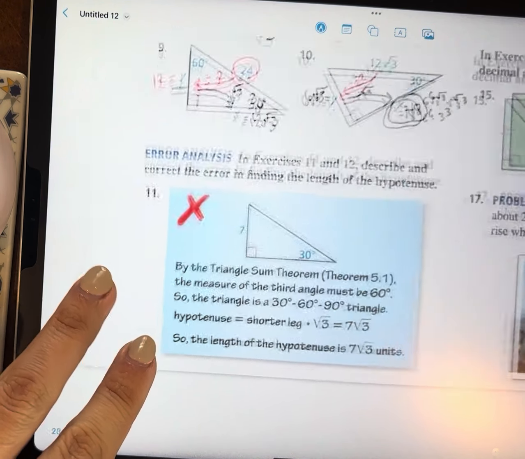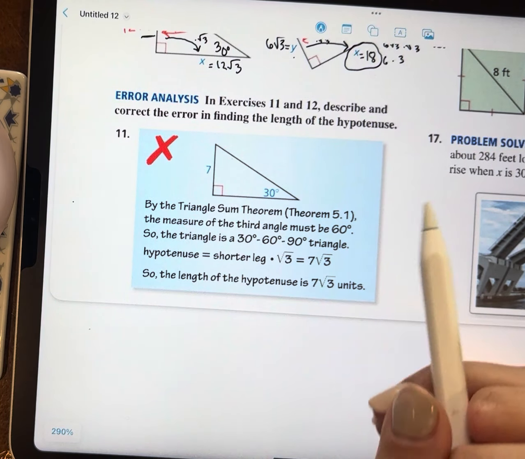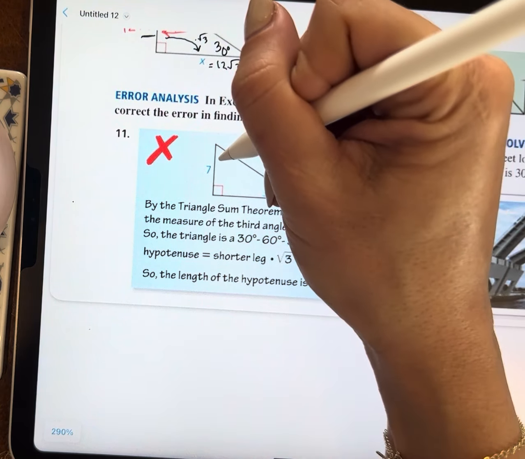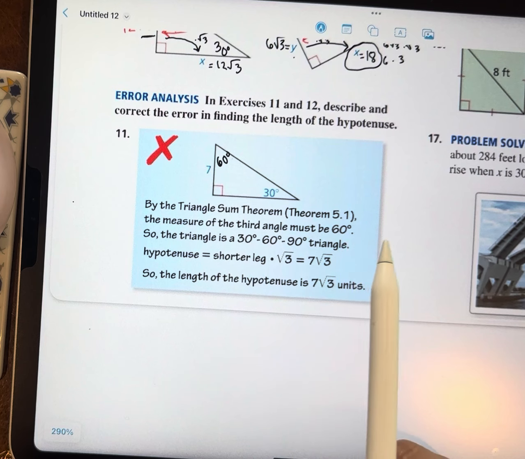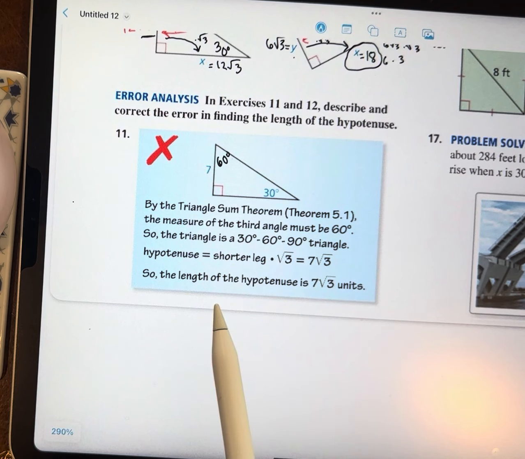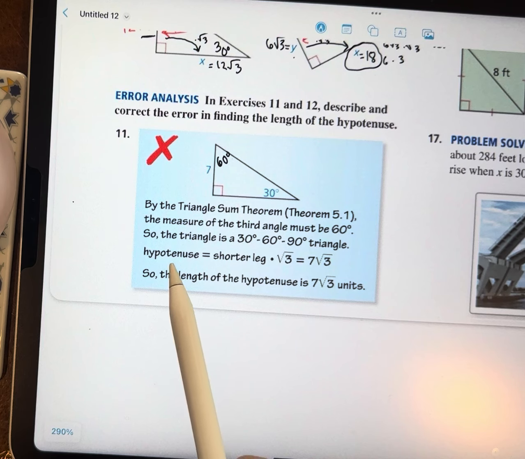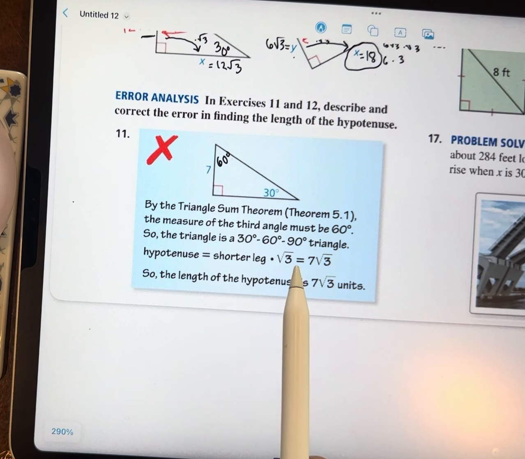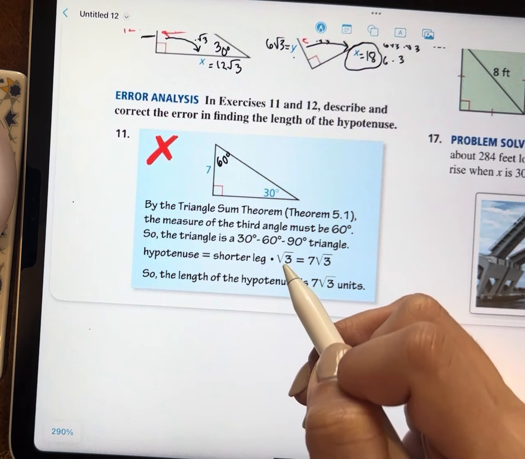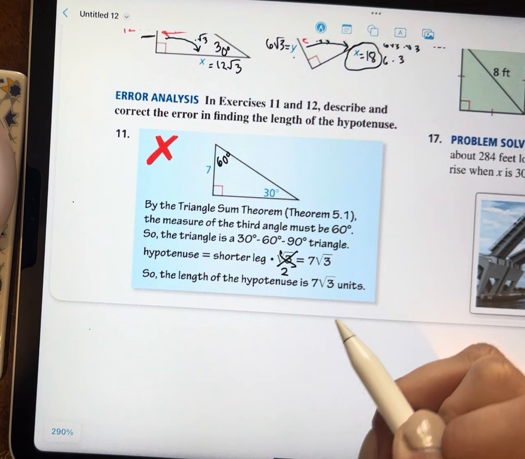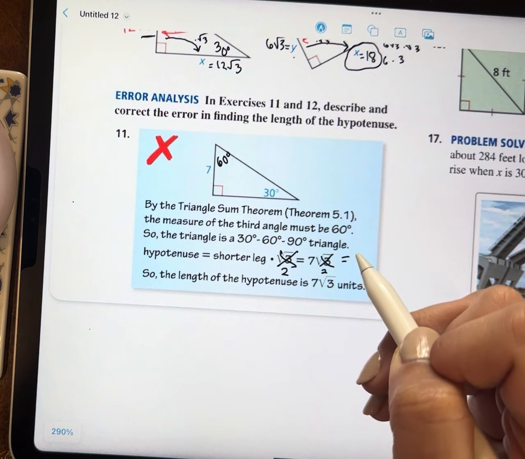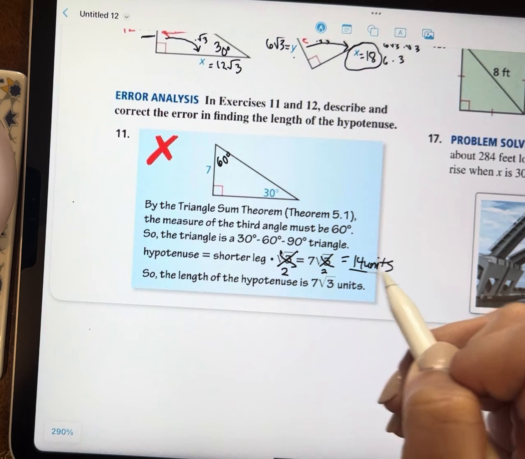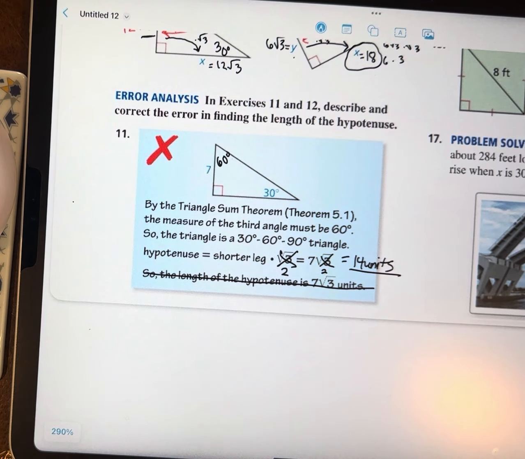Let's analyze the error here. Okay, here we have a 30, 60, 90. They're saying that by the triangle sum theorem, this is 30, 60, 90. Yes, we figured that out. They're saying that the hypotenuse is equal to the short leg times rad 3. Oh, no, it is not. The hypotenuse is equal to the short leg times 2, which means that this should have been 7 times 2, 14 units. Mistake.